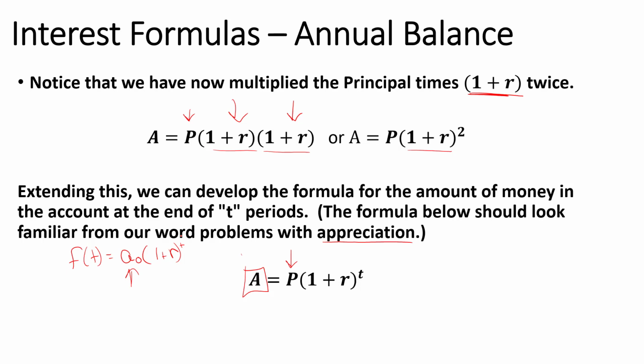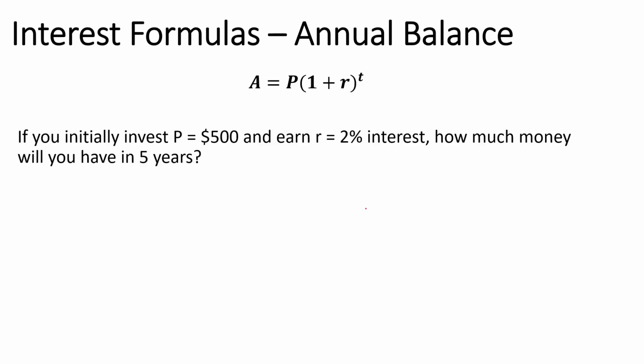So, a sub 0 times 1 plus r raised to the t is simply a variation of the same formula. Well, this is what you typically see when you're dealing with appreciation anywhere other than problems that are dealing with interest, or calculated interest, I guess is a better way of stating it.